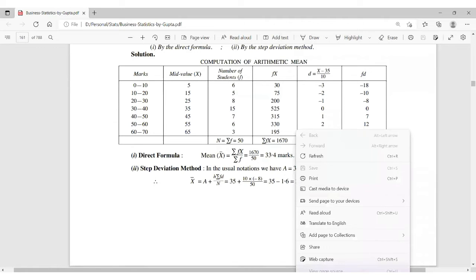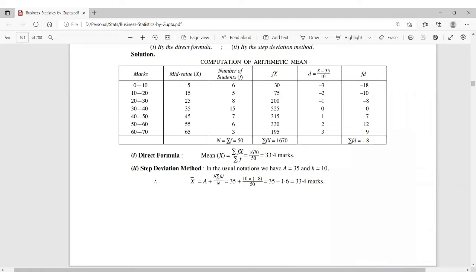Now for the shortcut method, step deviation. This is clear up to here. For the direct method, what do I do? The total, that is summation of fx, is 1670, divided by the total number 50. Dividing, we get 33.4. Sir, this formula will always be fixed? Yes, it will give this. Remember this well.